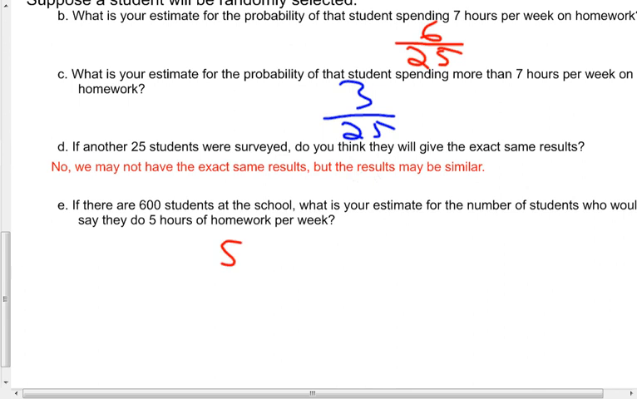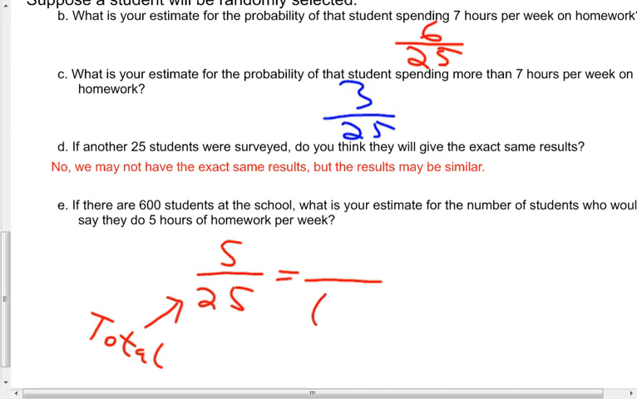So we saw 5 out of 25 students, okay? This was based on our survey. So this 25 was the total amount of students that we surveyed. And we said that 5 spend 5 hours of homework per week, okay? But the question now says, what if we have 600 students? So what if we survey 600 students? How many do we estimate would have 5 hours of homework per week?